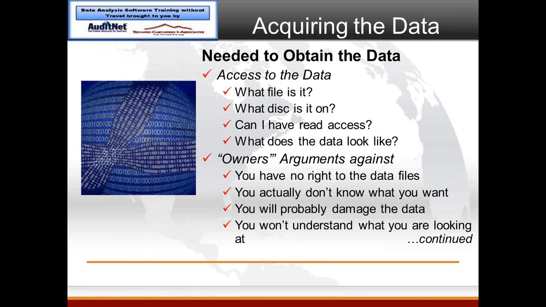As far as needing to obtain the data, we need access to the data, so we need to know where it is. What file is it on? What disk is it on? Can I have read access to it? And I need to know what that data looks like, either because the system will tell me or because I've been given a record layout.